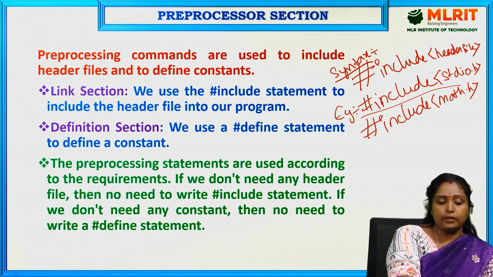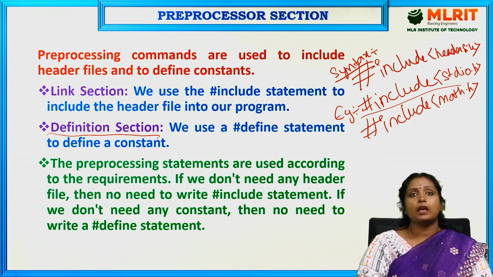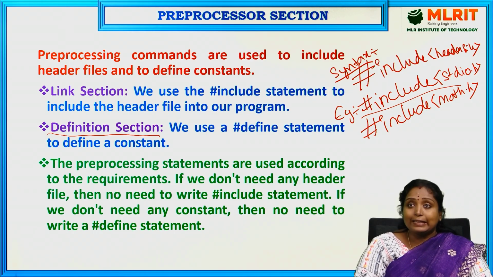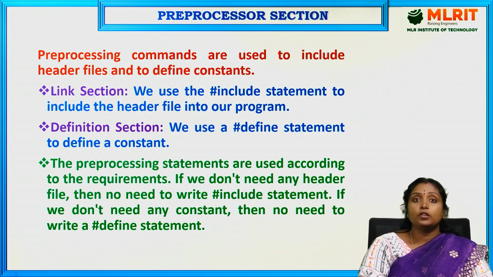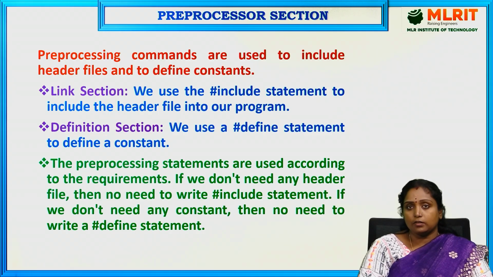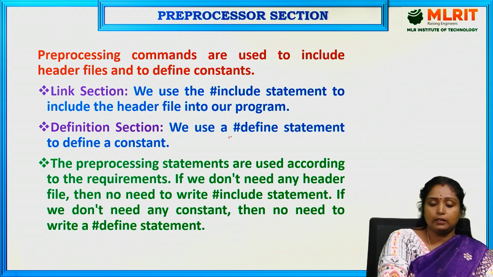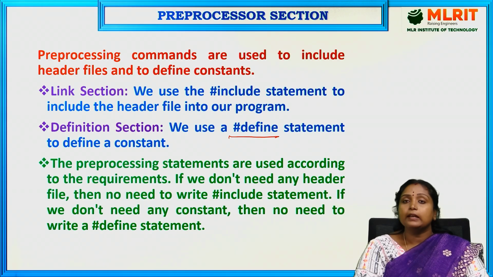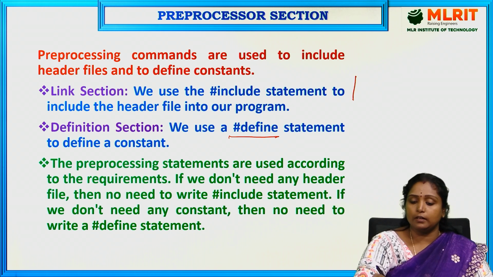Then the definition section. Coming to the definition section, in order to declare any constant values, you have to use the definition section. Hash define. Hash is a preprocessor directive. Define is used to define a constant variable. So here you can define like this. This is the syntax.